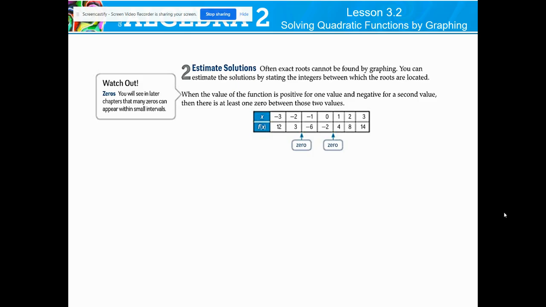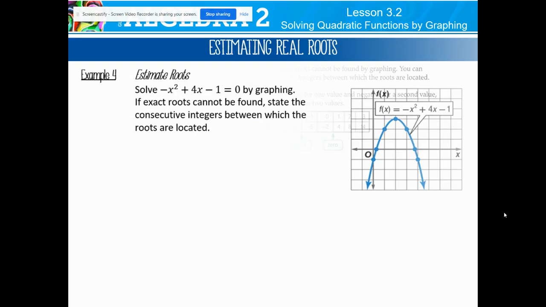Same thing when the x values are 0 and 1, the y values change signs. So somewhere in the middle, it must have been 0. And in the middle, I'm just saying it's in between those two. It's not exactly in the middle. Let's estimate the roots for this.